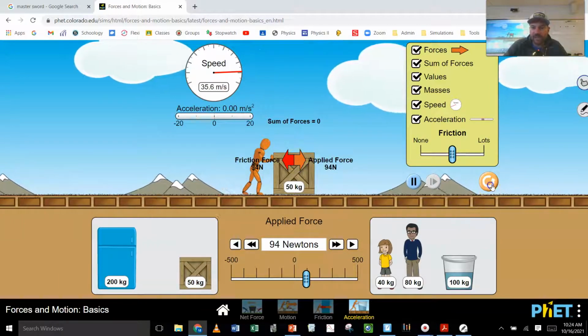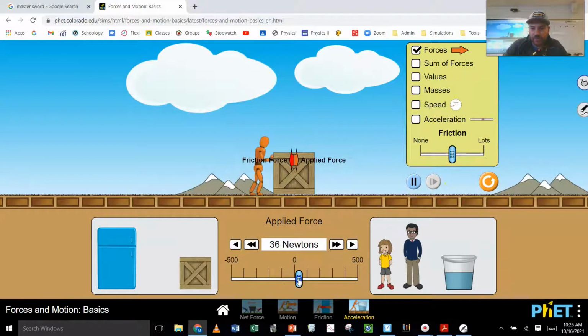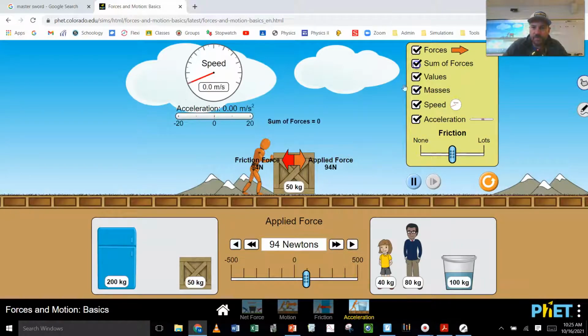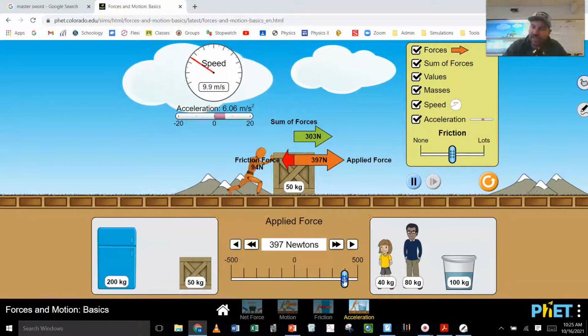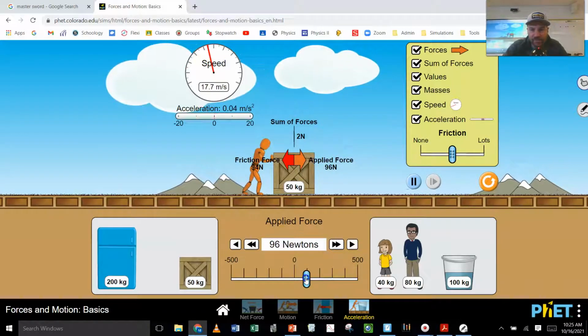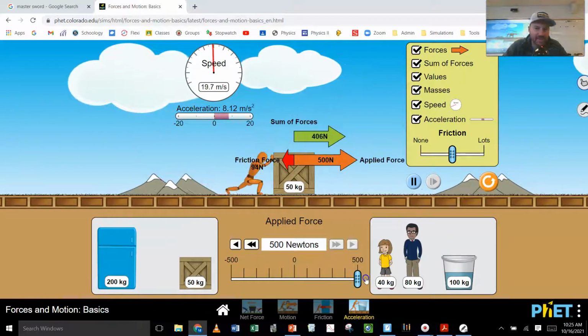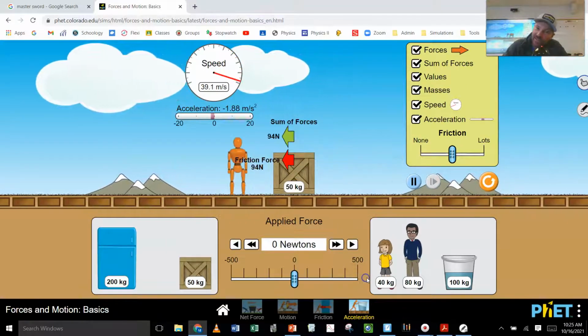Or I can reset this thing, and I can push with 94. Oh, it's going to be tough. Here we go. Here's 94. Here I'm pushing with 94. And now I'm not moving because I haven't overcome friction at this point. I have to first overcome friction to get myself moving. And then when I equal friction, then I won't be accelerating. Now my acceleration is 0. Now I can accelerate or I can decelerate.